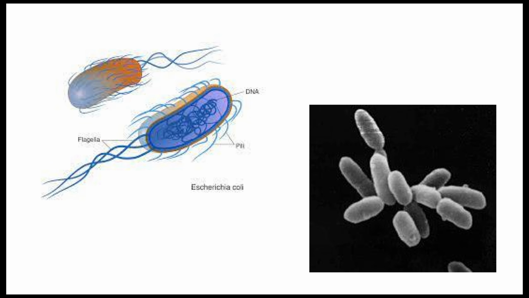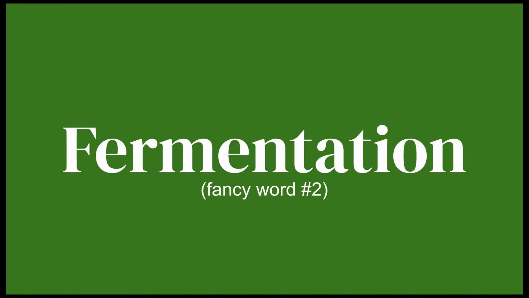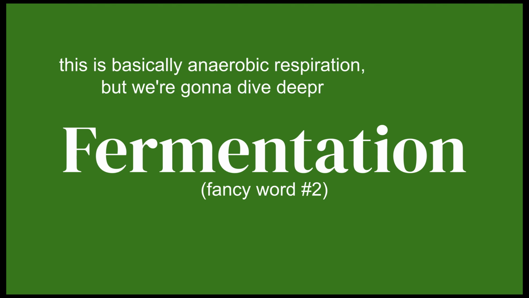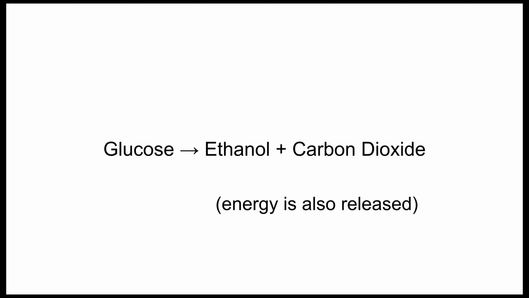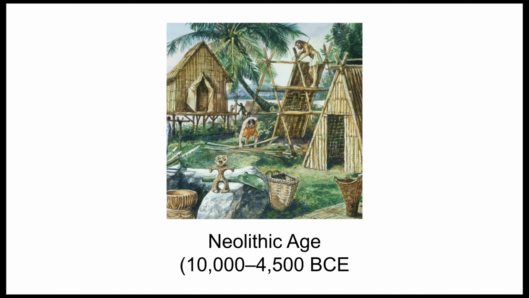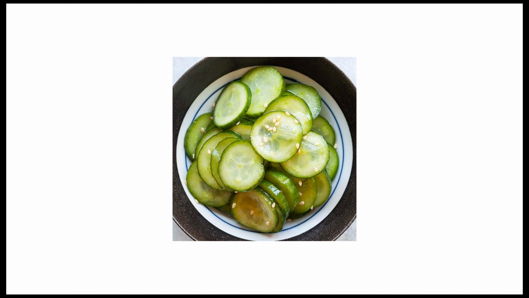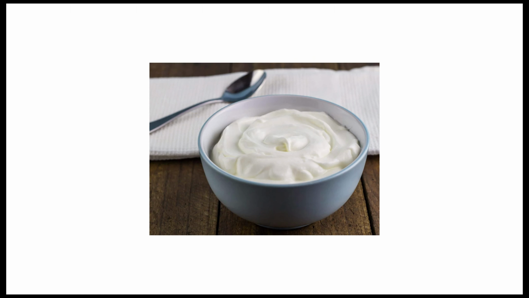We're not done. Let's talk about fermentation. Fermentation is another anaerobic pathway to break down glucose. The word equation is glucose to ethanol and carbon dioxide. Us monkeys, I mean humans, loved using this process to produce some tasty stuff since the Neolithic age. Pickled cucumbers, kombucha, kimchi, yogurt, wine, etc.